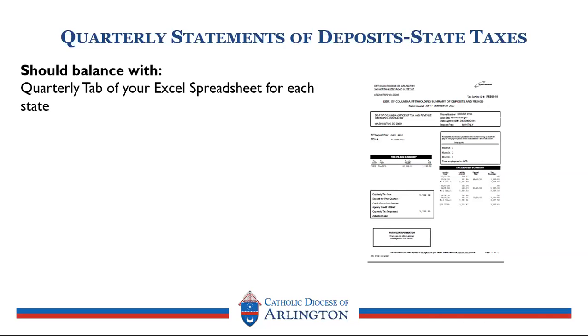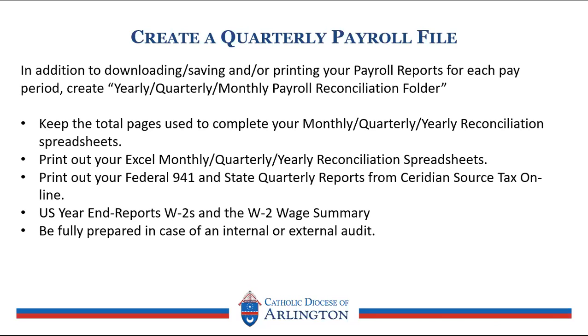Totals from the W-2 management report is what will be reported on the year-end reports. These quarterly wages are not being reported to Maryland, and they do not require quarterly reporting. Create a quarterly payroll file by keeping all your total pages used to complete your payroll reconciliation spreadsheet. Print out your reconciliation Excel pages, print out your Source Tax Online tax statements, and your year-end W-2 management report, filed together to be completely ready in case of an internal or external audit.